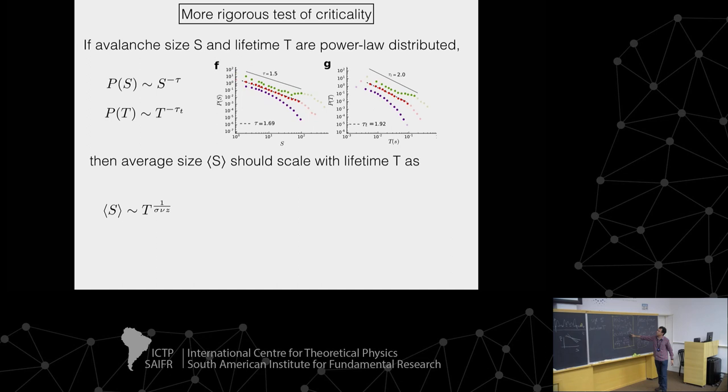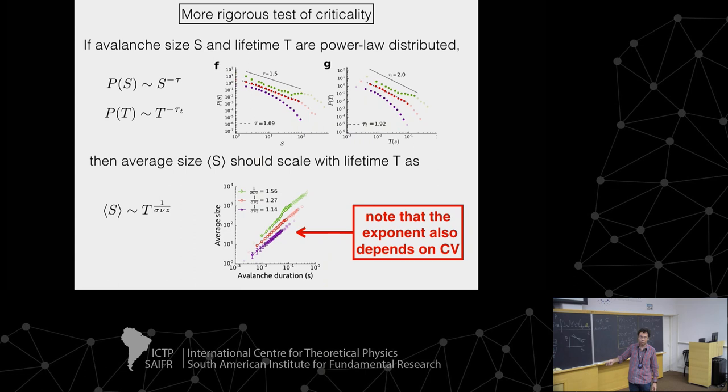And yes, this third relationship is also satisfied with the data. I'm showing here average size as a function of avalanche duration in a log-log plot. The slope is this 1 over sigma nu z exponent for three different values of CV, arbitrary values of CV, small, medium, and large. And this exponent, 1 over sigma nu z, also depends on CV. So apparently, everybody depends on CV. All those three scaling relations depend on how high spiking variability is, how synchronous or less synchronous your system is, experimentally.